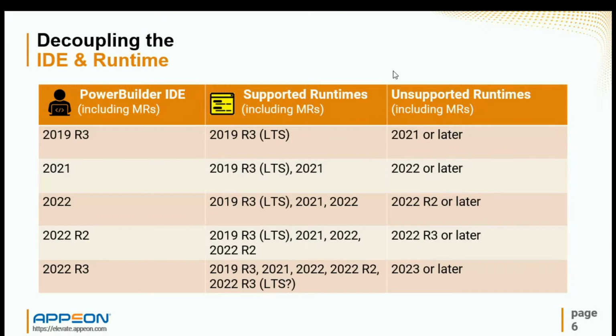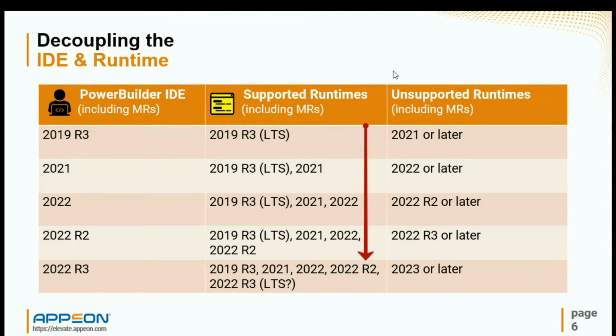So let's have a look at this decoupling. Of course, it starts in 2019 revision number 3. Notice that the supporting runtime is the long-term edition, R3 LTS. The decoupled runtime will continue from this point on, from 2019 all the way through 2022 and beyond.